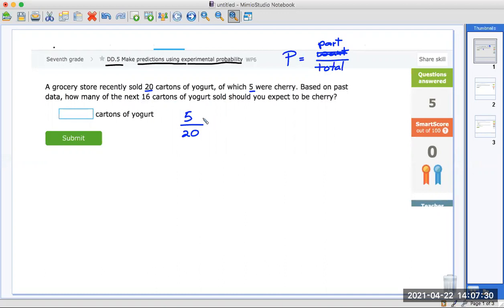And so if you look at 5 over 20, there are several ways you can find the answer. How many of the next 16 cartons of yogurt sold should you expect to be cherry? So that's the question. If you divide by 5, in other words, you reduce your fraction, you're going to get 1/4. In other words, 1/4 of all the yogurt is cherry flavored.